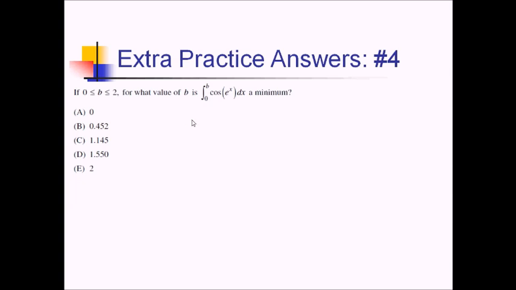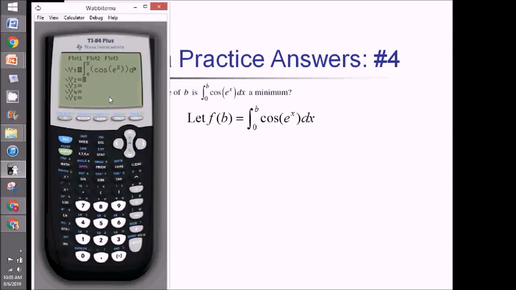So first off, I'm going to let this expression equal f of b, just so I have something to quickly refer to. And since I'm eventually going to have to test things in this function, I'm going to put it in my calculator now. So here's what I've entered in my y equals on my calculator. I've got the integral from 0 to x of cosine of e to the x dx.